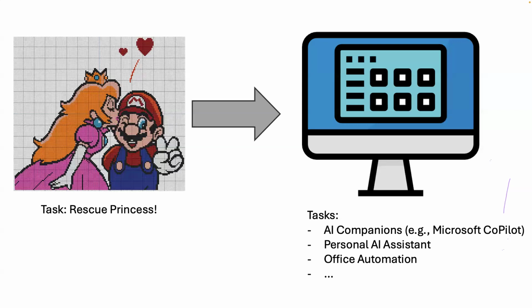Well, the task can be AI companions that help you with business tasks, personal AI assistants that aid you in daily tasks like reading your email, or even office automation that frees you from making the slides for this talk.